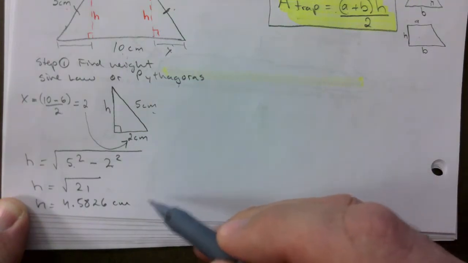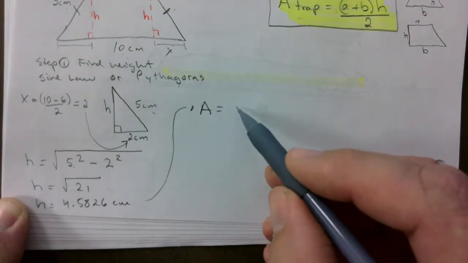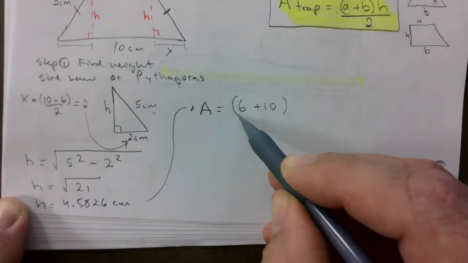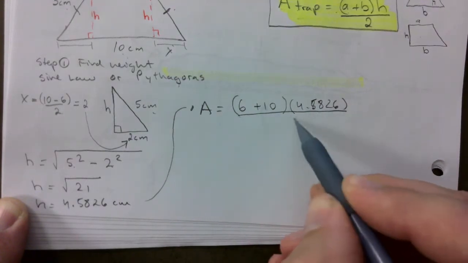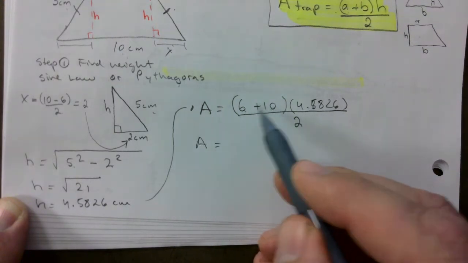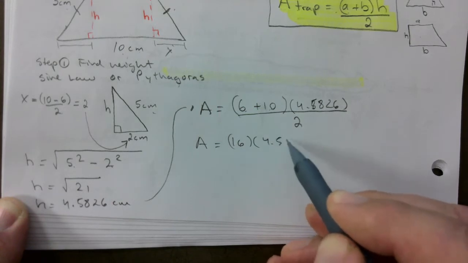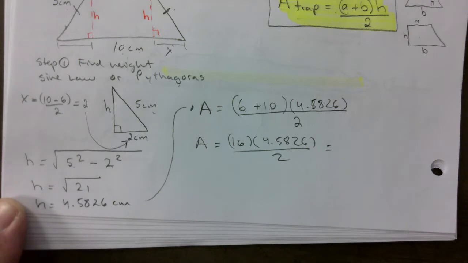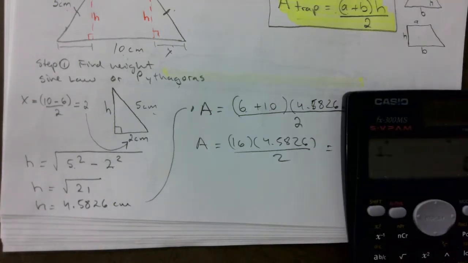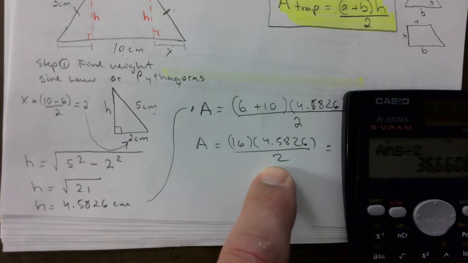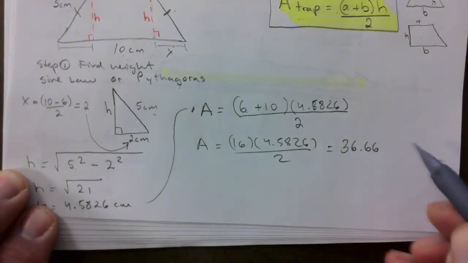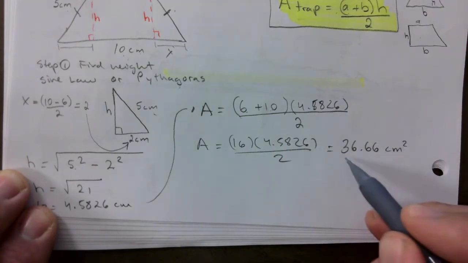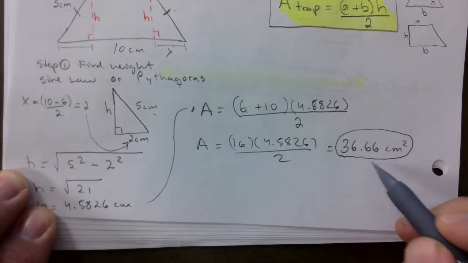Now we can find the area. Area is A plus B, make sure you put the brackets around it, times the height divided by 2. That is 16, right? 6 and 10. And now I can go ahead and calculate that. 16 times 4.5826 equals, that's just what I always do. I always find the denominator and then I go divide it by 2, 36.66. Now we can round to 2 decimals because we have our answer. And this is centimeters squared. So this is the area of that trapezoid.